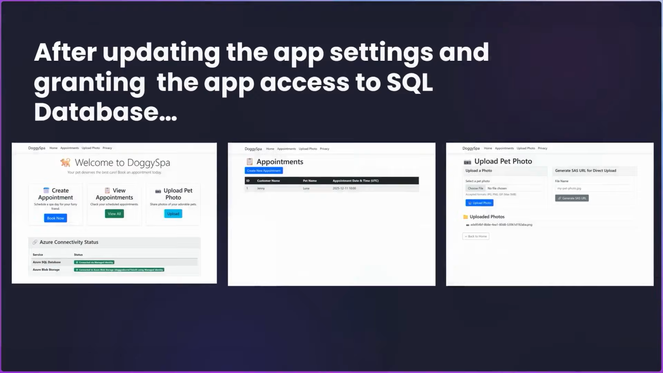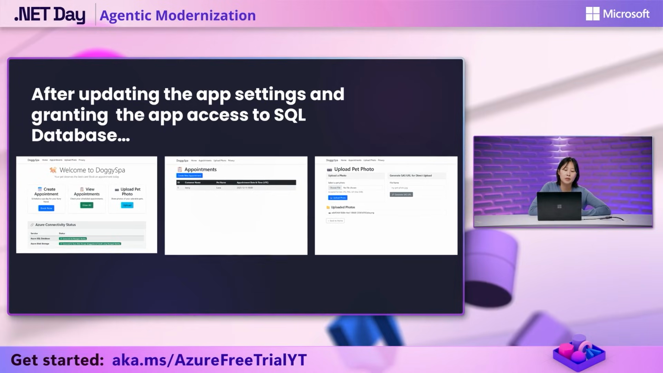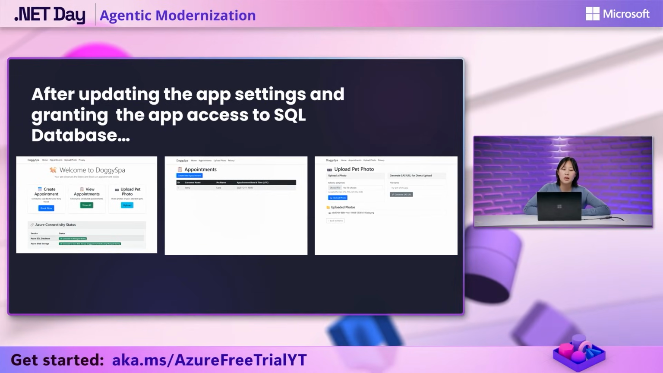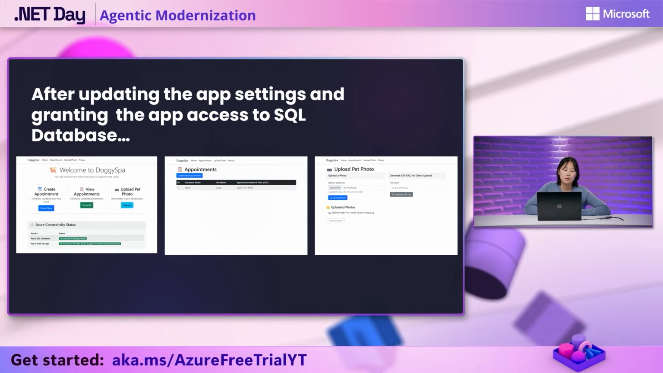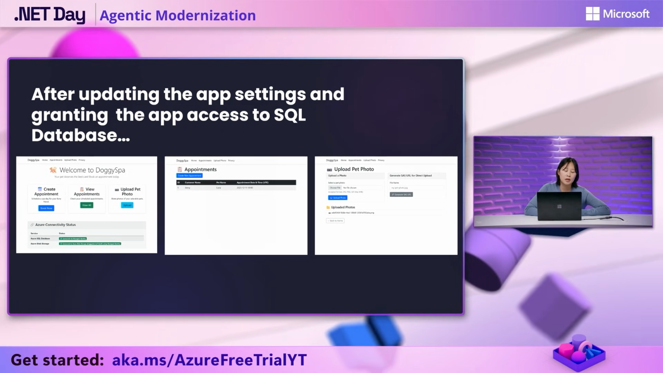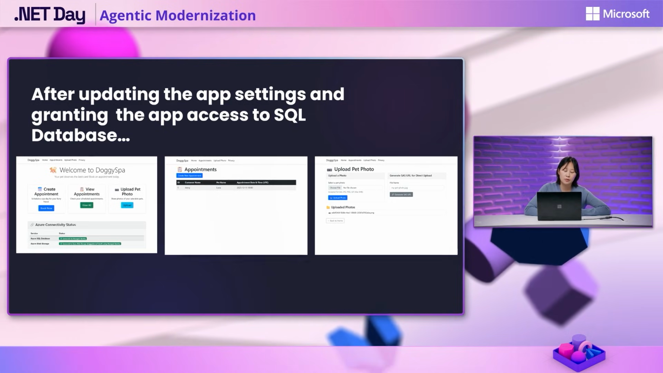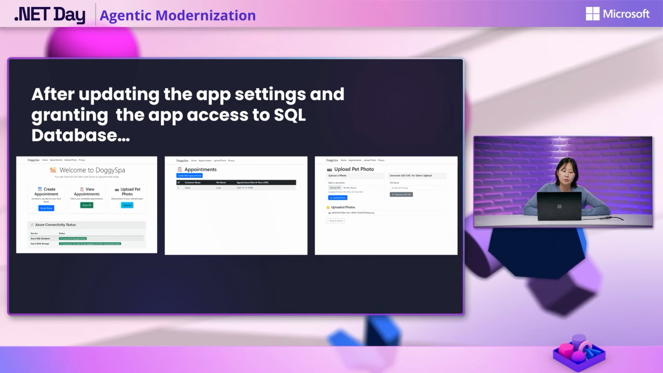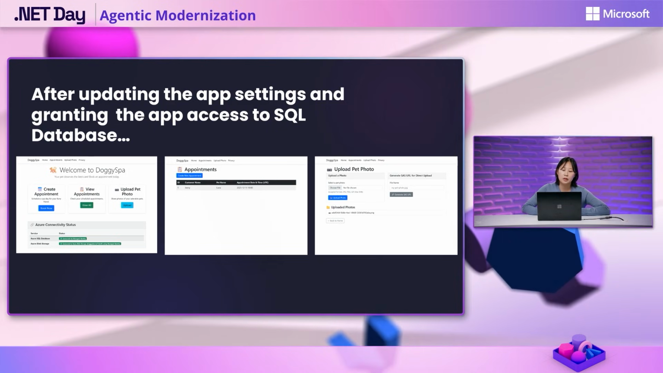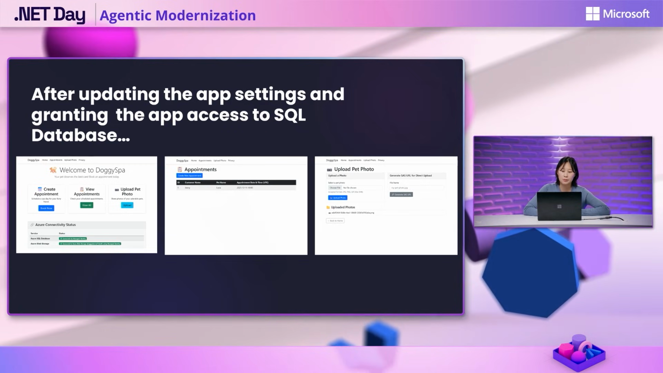Great. Now after this step, we're running a little bit out of time. So after this step, what I ended up doing was I just prompted Copilot to update the app settings with the newly provisioned resources and also grant the app access to the SQL database. And we were able to get the app up and running. As you see in the screenshot, the connectivity status has been updated to both green, and I was able to successfully create appointments. All the functionalities were working, and even the upload pet photo page was working as expected.